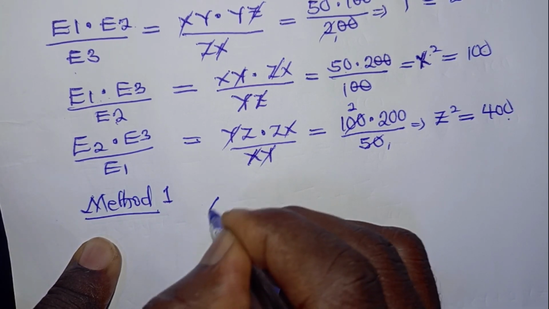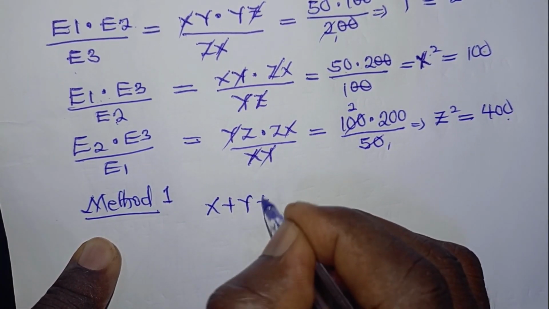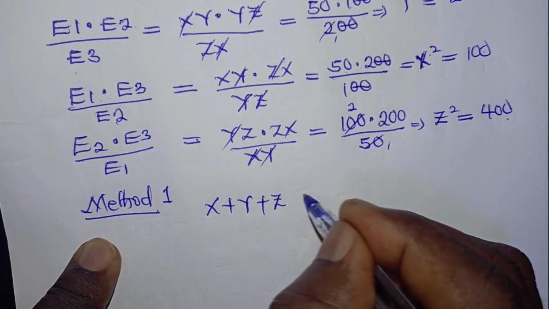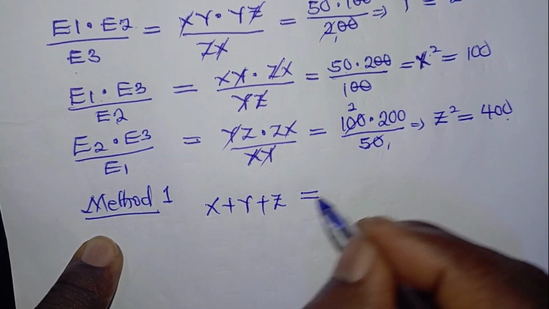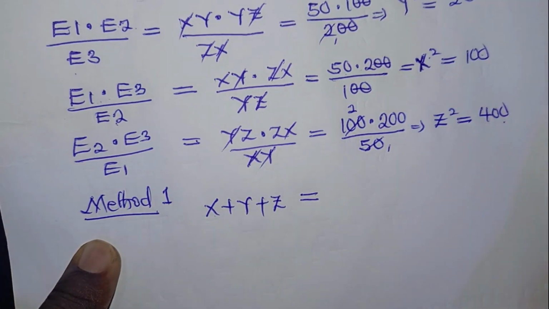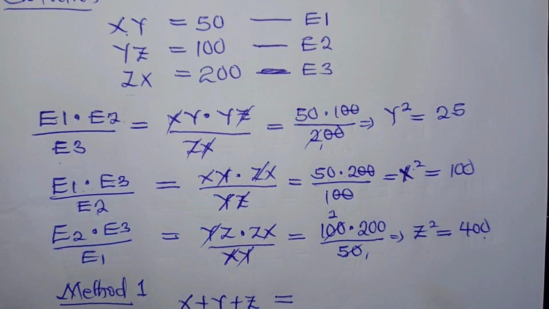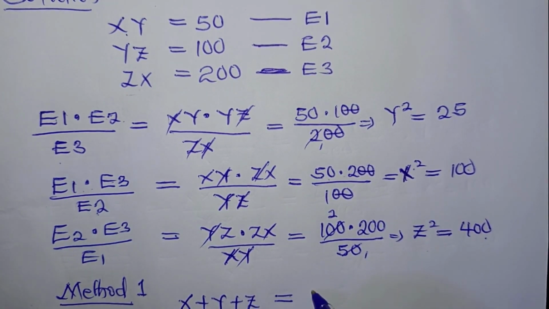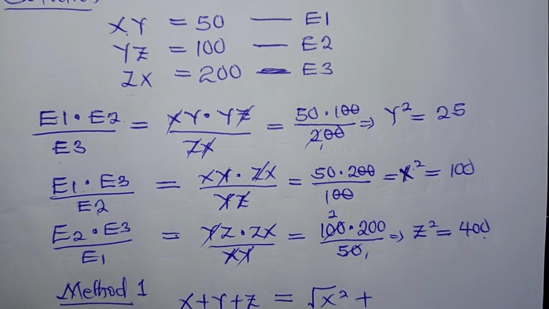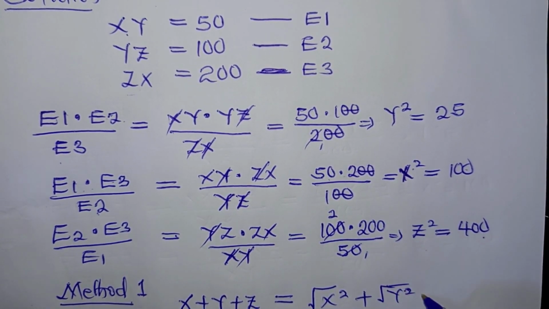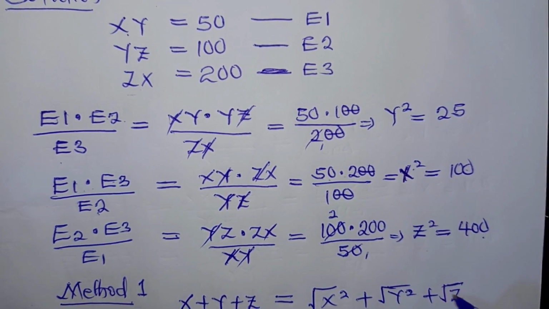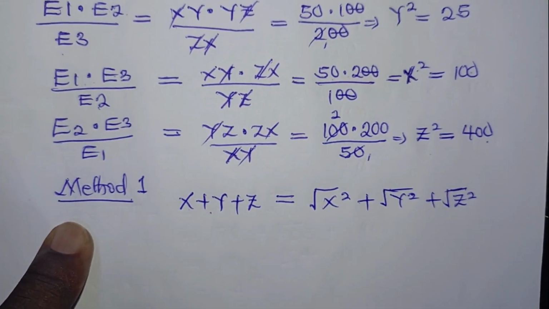So x plus y plus z is simply going to be equal to, we have x squared, y squared, and z squared, right? So we can write x as the square root of x squared, plus y as the square root of y squared, plus z as the square root of z squared.